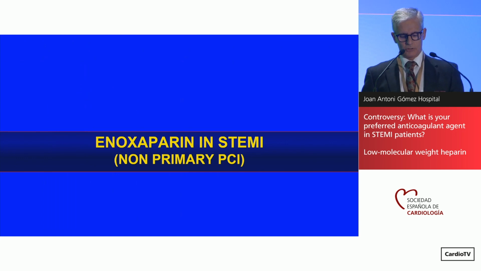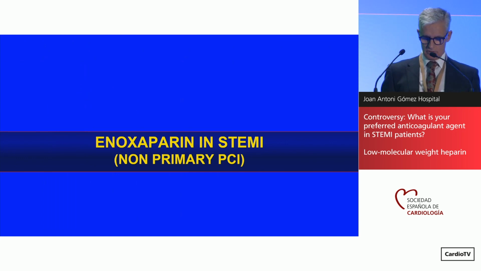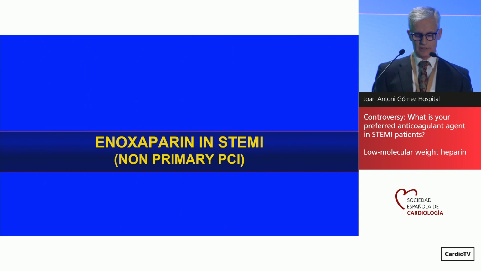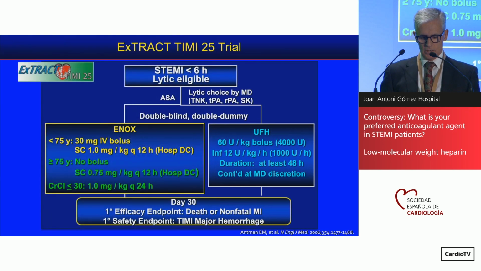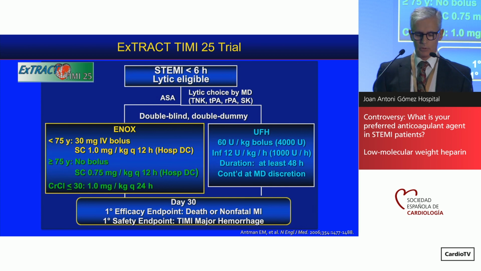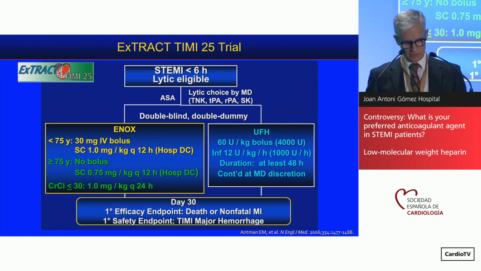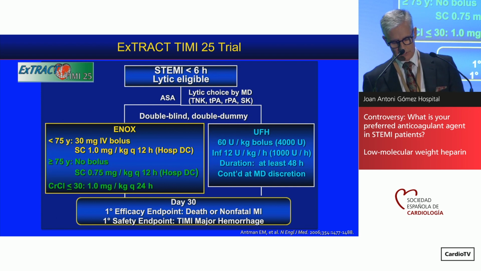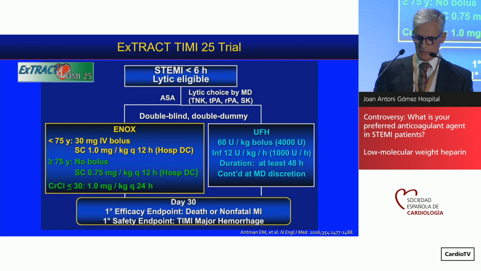What about enoxaparin to treat patients with STEMI? The first studies were in the setting of non-primary PCI. So this is the STREAM-TIMI 25 trial that randomized patients with STEMI of less than 6 hours of evolution that were treated with thrombolytic therapy. They randomized patients to enoxaparin, with a dose that depends on the age of the patient and the creatinine clearance, versus unfractionated heparin with a bolus and infusion.